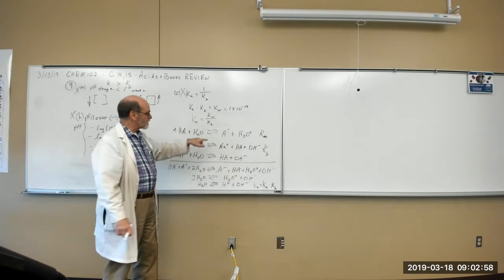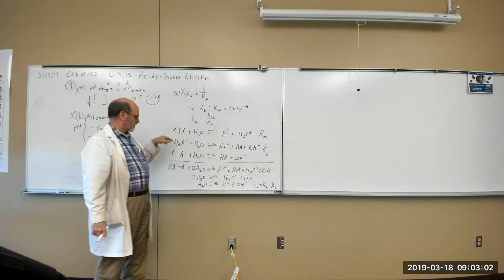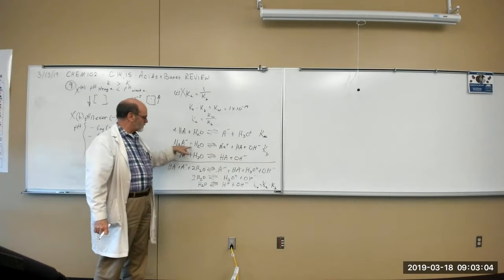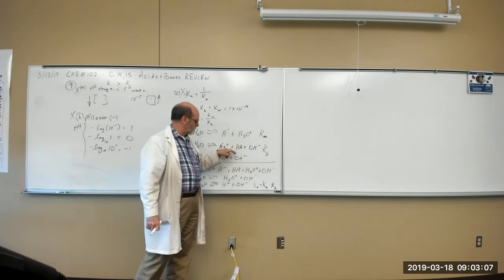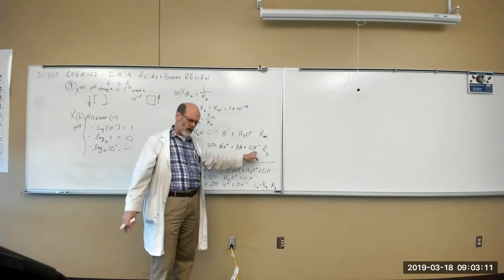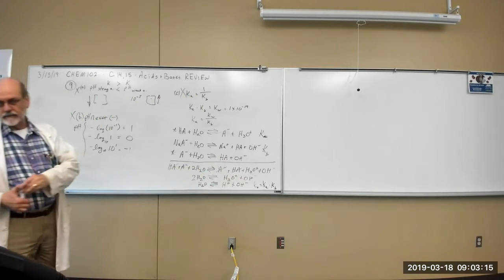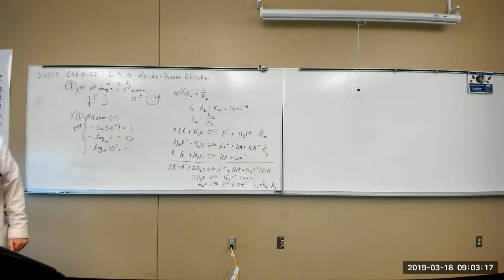Right? It has to be for the conjugate base because Kb means a base reacting with water to give you a conjugate acid plus hydronium. I mean, not hydronium, hydroxyl.